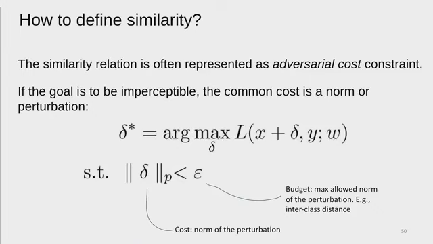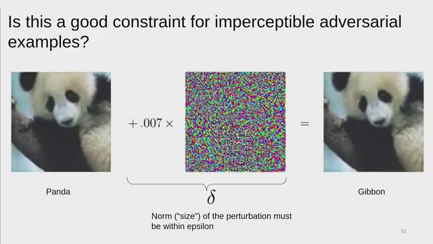Right? How to define similarity? It's often represented as adversarial cost, and usually in the attacker model defined as how much an attacker is allowed to modify. If the goal is to be not perceivable, the common cost is a norm of perturbation to some extent, as in a budget, a kind of epsilon that the attacker is allowed to change a given target to push it a certain amount out of the target area. Is this a good constraint for adversarial examples?